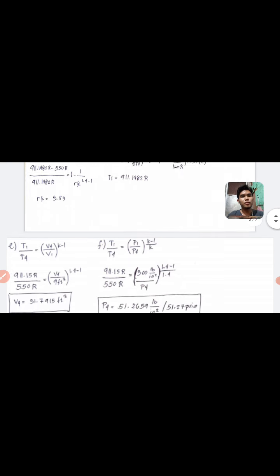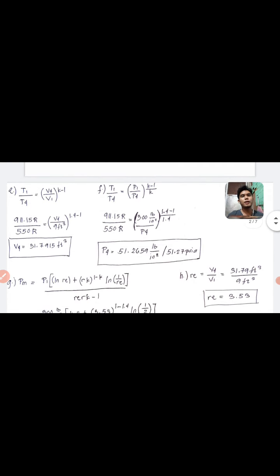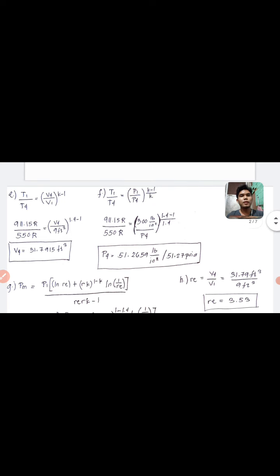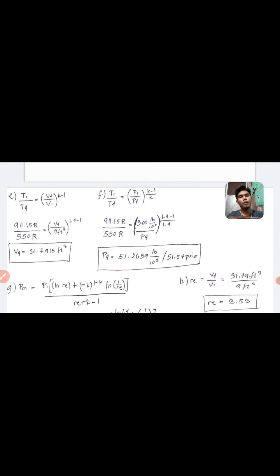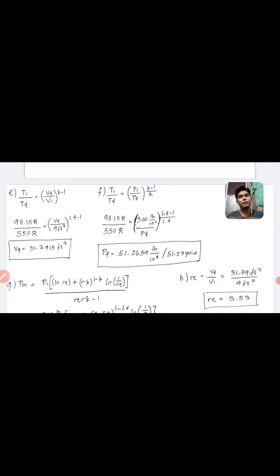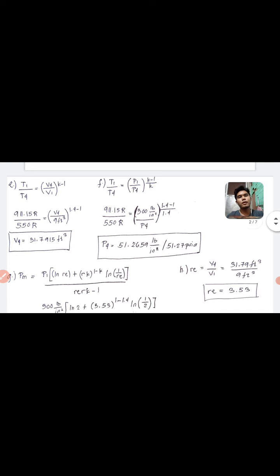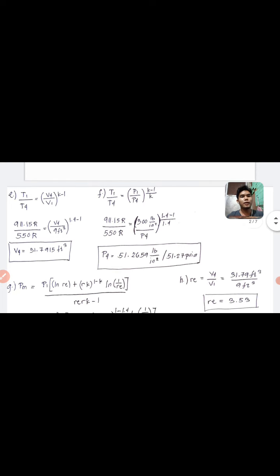Now let's proceed to letter E. From the formula of T1 over T4 is equal to V4 over V1 raised to K minus 1, we can solve this letter E because we have the values of T4, T1, V1, and K. So substituting all the given values, the answer for V4 is 31.7915 cubic feet. And now let's proceed to the letter F.